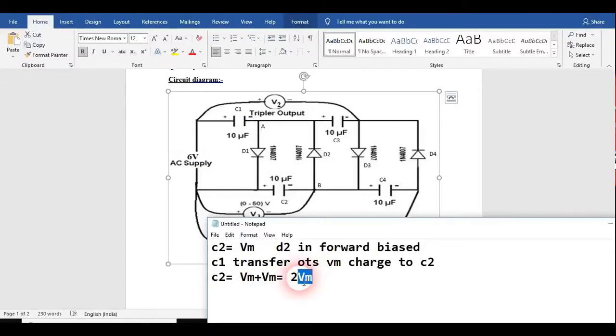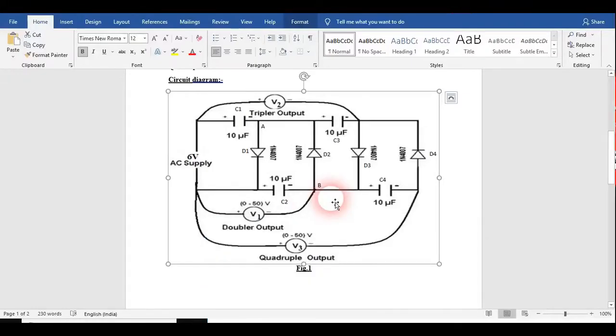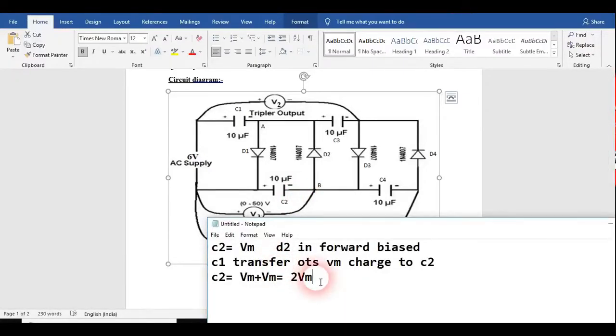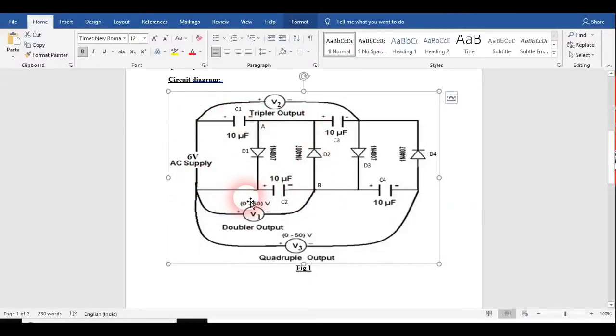twice Vm of voltage it is holding now. So when you take the output from these 2 points, you will get twice Vm. Since Vm was present there, but I am getting a double voltage from these 2 points, this is how this circuit part from this to this is acting as a voltage doubler circuit.